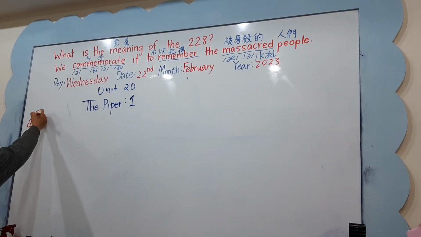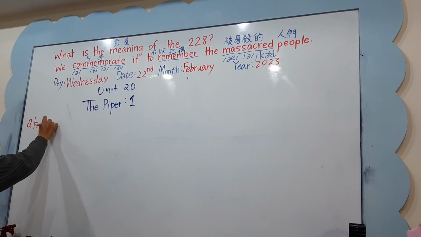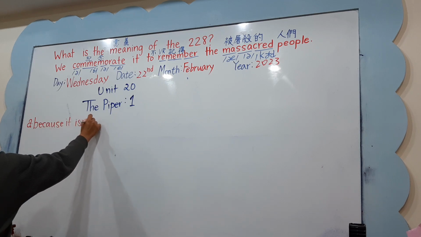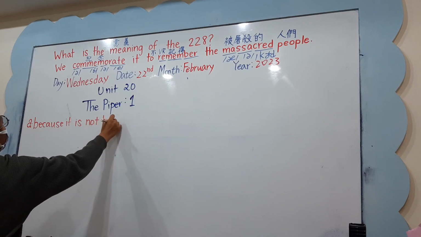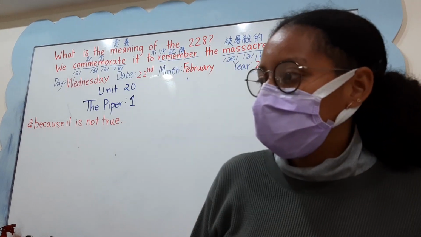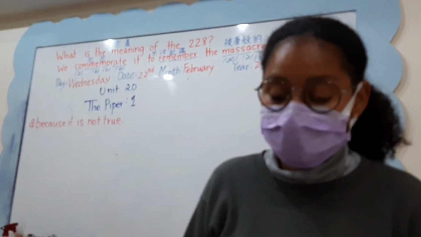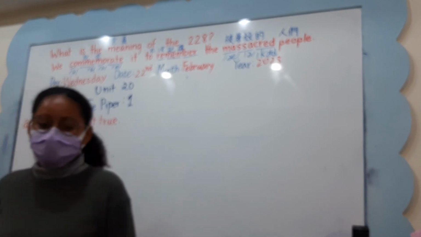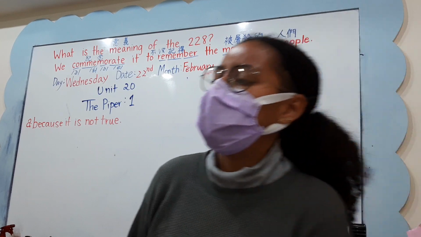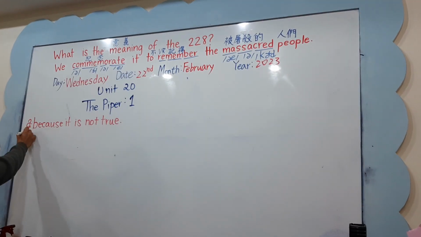So it's not in your history books because it is not true. And in your history books, all the stories are true, right? Because it's history. Okay, look at B. Why were the people unhappy? So remember, I asked you, how did the people feel in the city? The people in the city in Germany, how did they feel? They were unhappy, yes, but why were they unhappy?